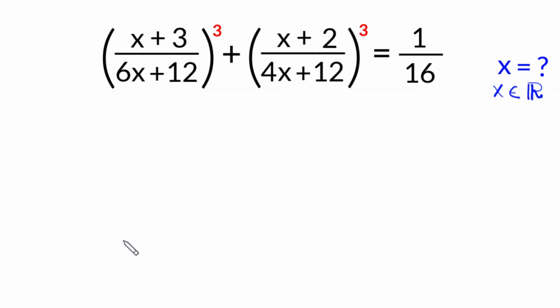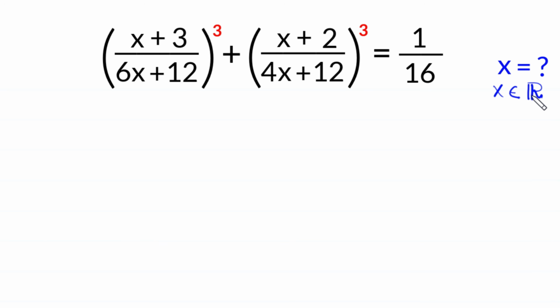Hello everyone, welcome to how to solve this very nice algebra equation: (x+3)/(6x+12) whole cubed plus (x+2)/(4x+12) whole cubed equal to 1/16. Our job is to find all possible values of x such that x is a real number.